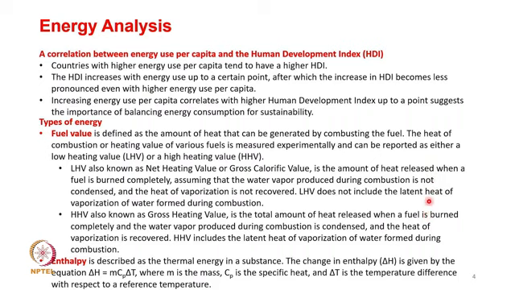So, now with this we can of course recall the definition of enthalpy, which we typically tend to use. Enthalpy is described as the thermal energy contained in a substance. The change in the enthalpy is given by the equation delta H is equal to m Cp delta T, where m is the mass, Cp is the specific heat, and delta T is the temperature difference with respect to a reference temperature. So, this is very important, and we all know this. I think many of your thermodynamics courses or basic mass balance courses would have taught you.